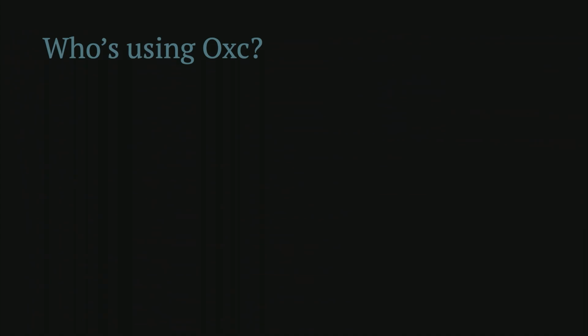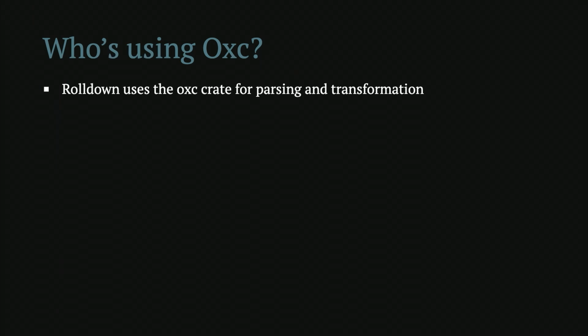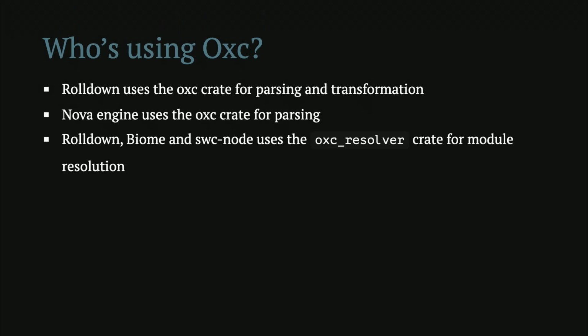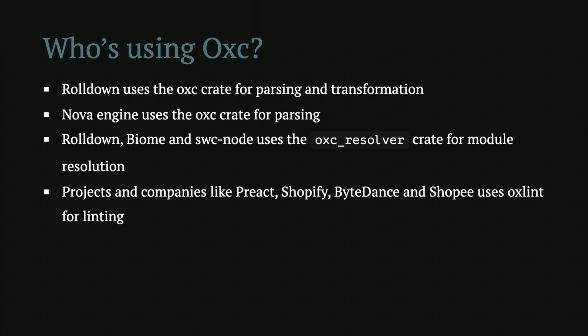At present, a lot of compiler-related projects such as Rolldown use the Oxc crate, a Rust package for parsing and transformation. The Nova engine uses it for parsing as well. Rolldown, Biome, and SWC Node use the Resolver crate for module resolution. Projects and companies like Preact, Shopify, ByteDance, and Shopee use Oxlint for linting.